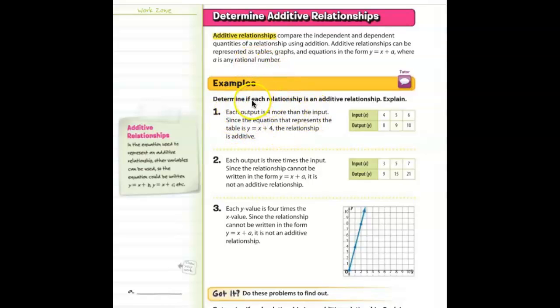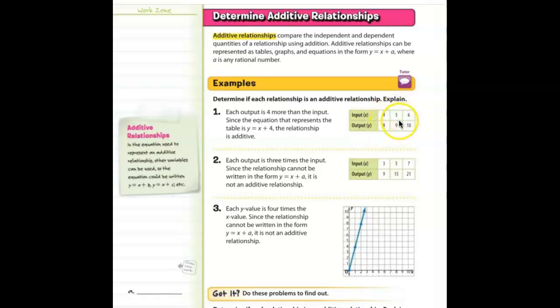All right, so in example 1, we're going to determine whether this is additive or not additive. And we're going to learn tomorrow that when it's not additive, it's called multiplicative, and it involves multiplication. And we've already seen some of those in previous lessons. If you look at the input, the independent variable x, if you have 4 and all of a sudden it becomes 8, it could be multiply by 2, or it could be add 4.